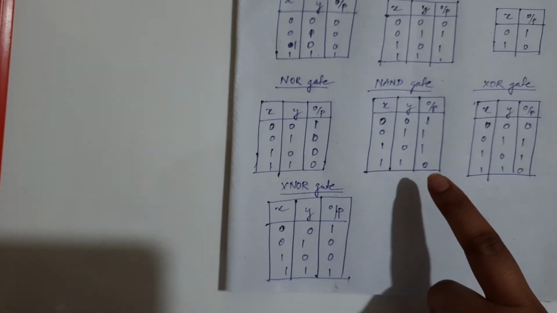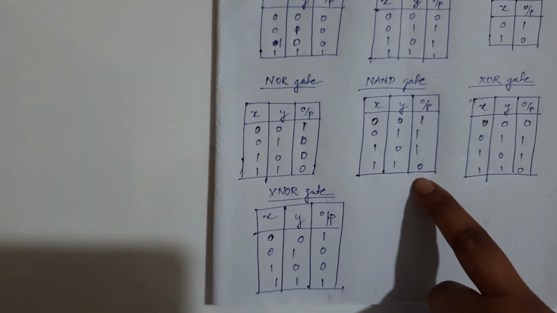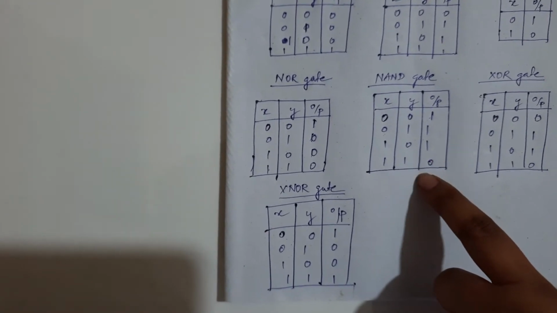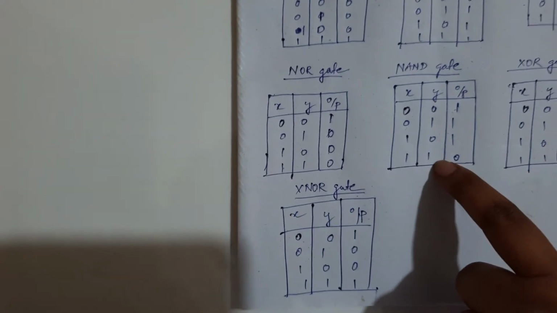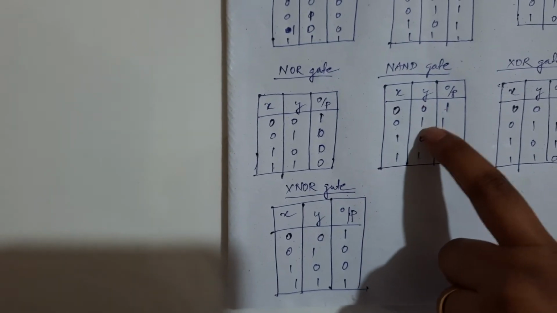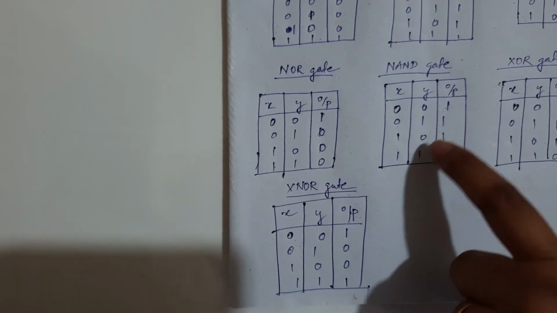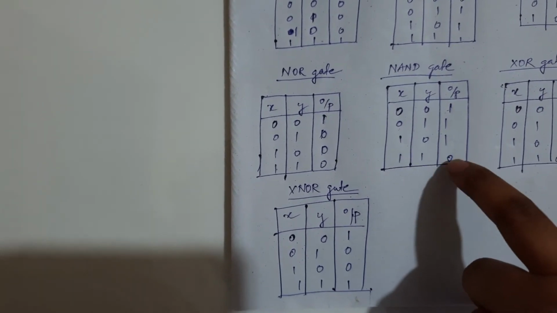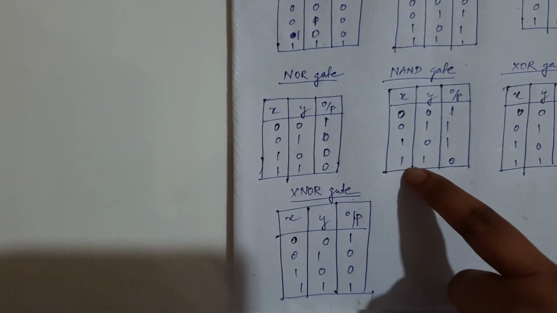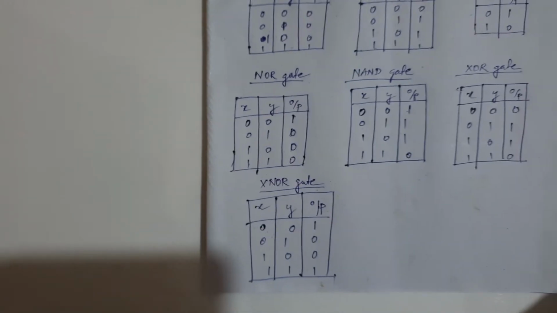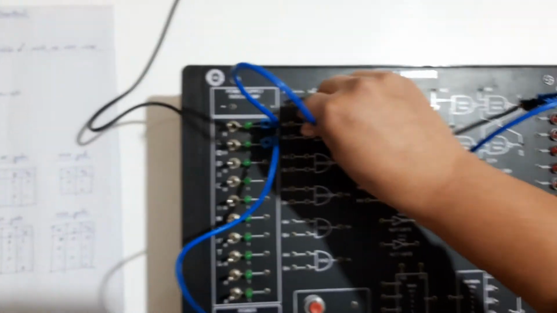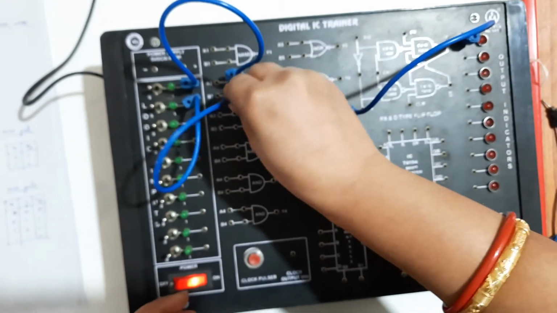Now let us verify the truth table for NAND gate. What is the function of NAND gate? Function of 2 input NAND gate: whenever any of the 2 inputs is 0, then the output will be 1, otherwise the output will be 0. That means whenever both the inputs are 1, then output will be 0. So we will do connection for NAND gate. This is the NAND gate.